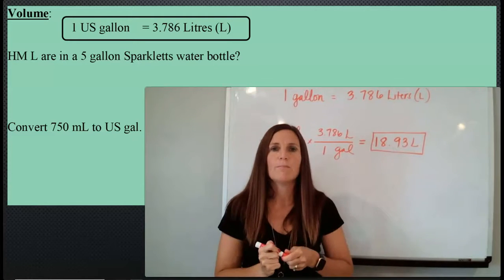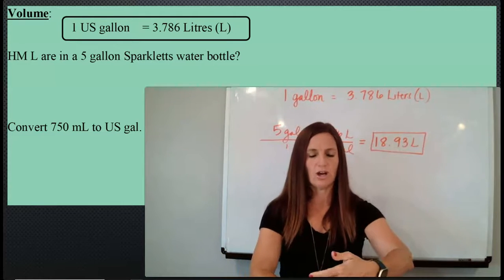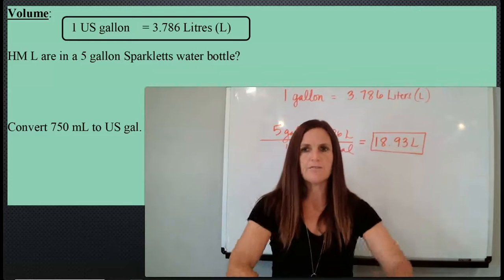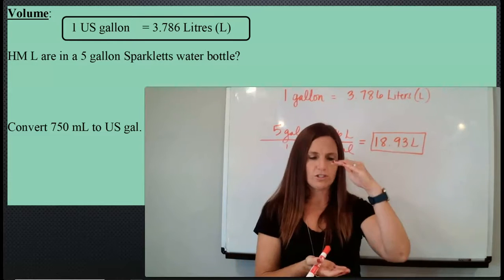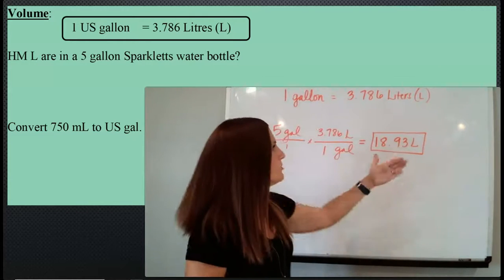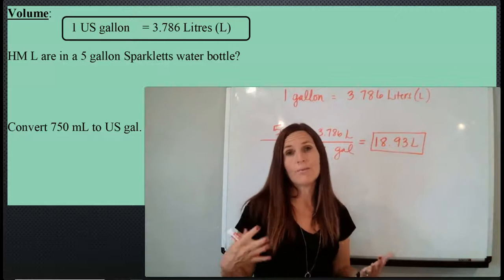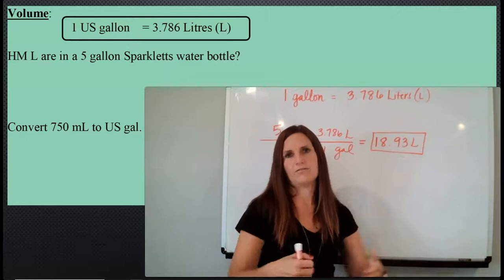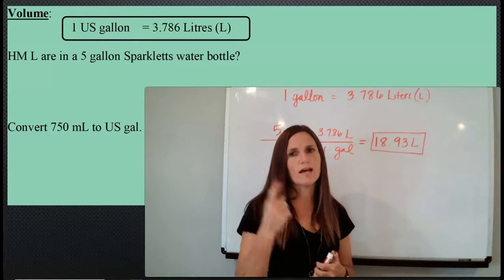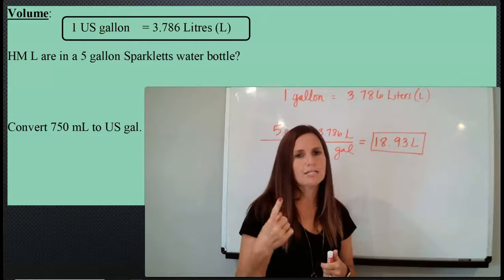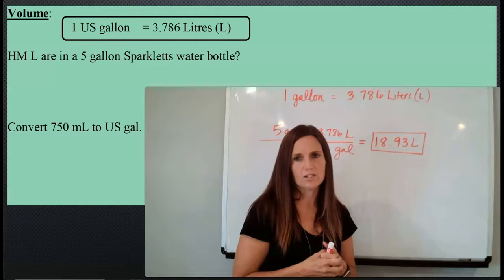And it makes sense when you think about how big a 5-gallon container is. If I pictured picking up a 5-gallon jug of Sparkletts, it's a pretty good lift. It's a pretty big container versus a 2-liter bottle of soda. So it makes sense to me that there would be a big number of liters in that big 5-gallon jug. And so you want to do that does it make sense test. You want to ask yourself, is this a rational answer?